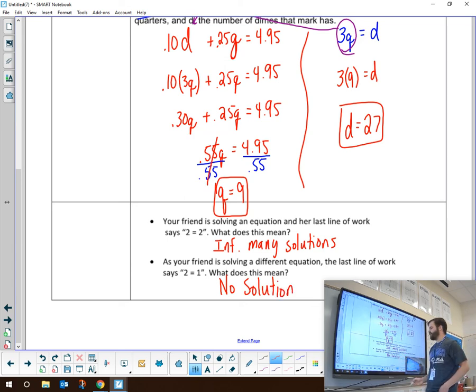Okay? Now, you're going to see a lot more that have solutions other than this. Okay? So make sure that if you see one on this that it has infinitely many and no solution, that you go back, check your work, and make sure that you did it right.